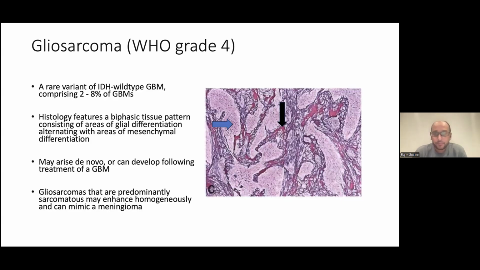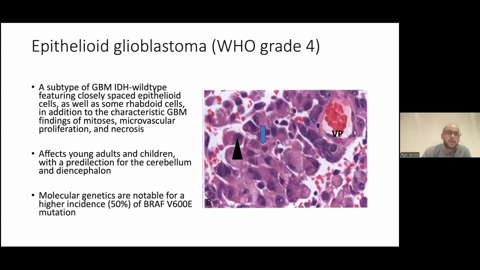If we have a look at the slide, the black arrow points towards the mesenchymal tissue, and next to it, if we look at the blue arrow, you can see the lighter area which corresponds to the palisades of the pleomorphic cells. And this is the biphasic pattern characteristic of gliosarcomas.